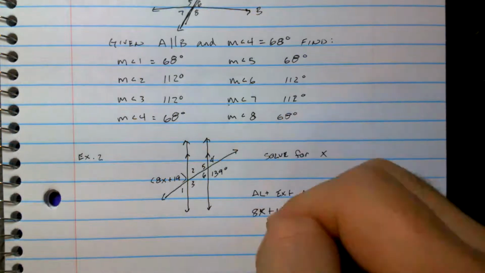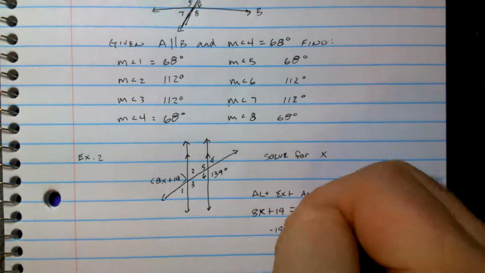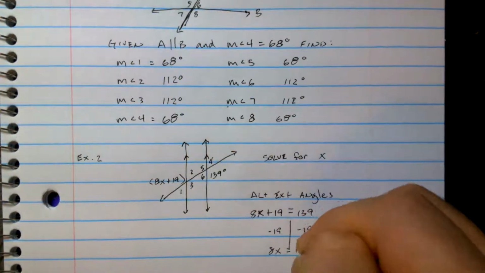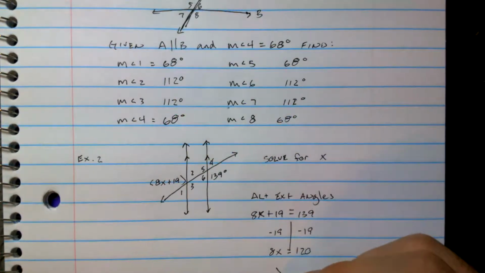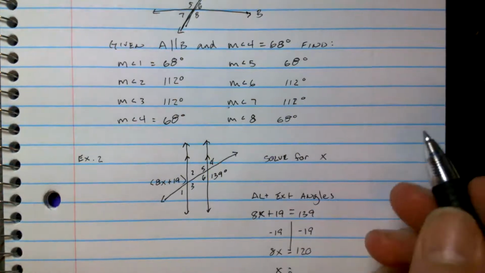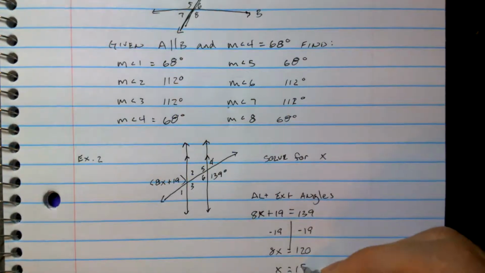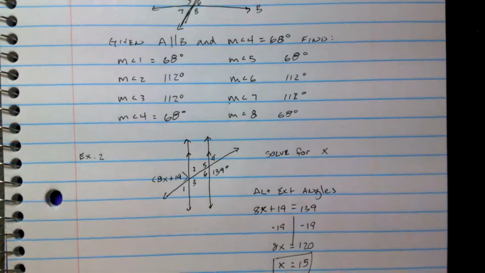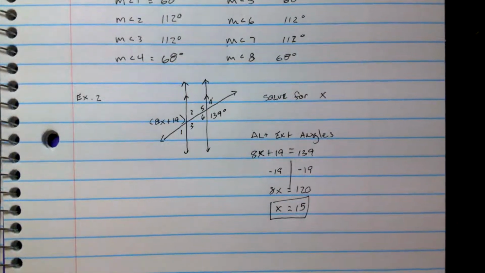And now I can make that connection by subtracting 19, right? Subtract 19, so I get 8x equals 120. I divide by 8, so what is that? 15. So x is 15. Okay. And it's very simple once you know the relationships to make those connections. Right.